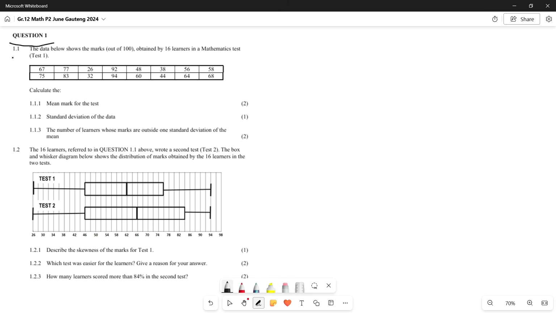So question 1 here. 1.1 says the data below shows the marks out of 100 obtained by 16 learners in a mathematics test, test 1. Here we have all of the marks that they got, and 1.1.1 says calculate the mean mark for the test. The mean is the average, so we can add all of these numbers up and divide them by 16, or we can use our calculator in stats mode, because the next question is asking for the standard deviation, so we will need all of these values plugged into the calculator so that we can calculate the standard deviation.